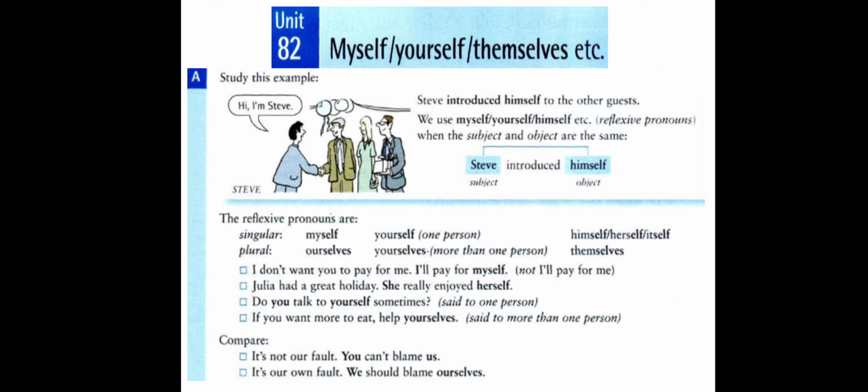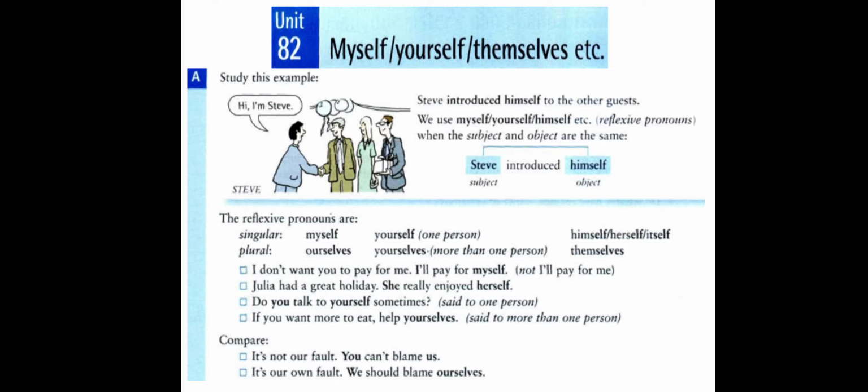For example, I don't want you to pay for me, I'll pay for myself. Here I am the subject and I am the object. So I say I will pay for myself. I becomes myself. We don't say I'll pay for me. We don't use the object pronoun me. We say myself because the subject and the object are the same.